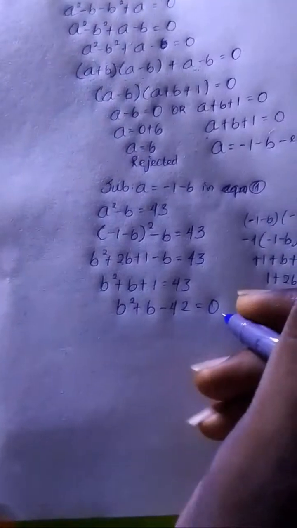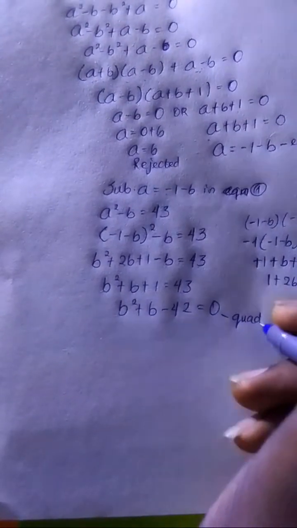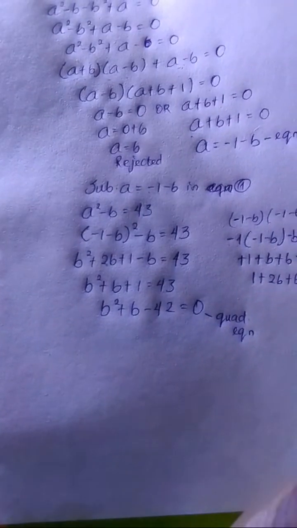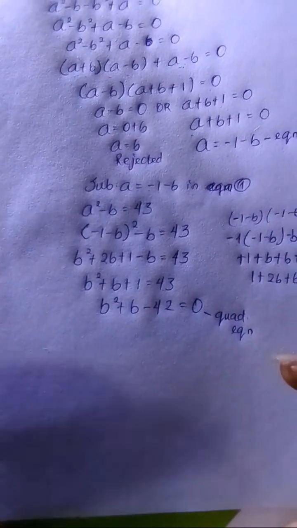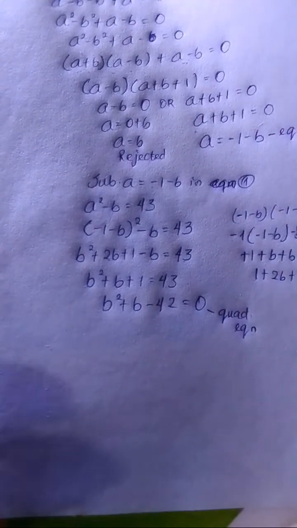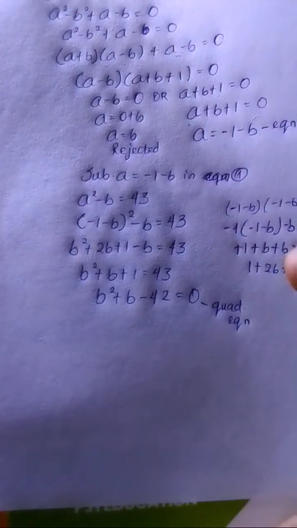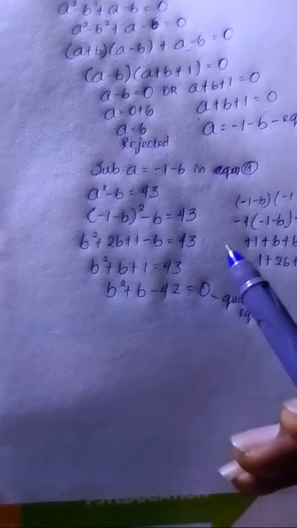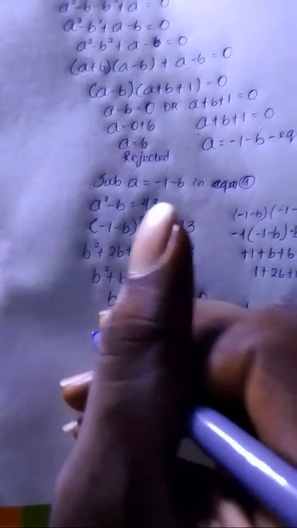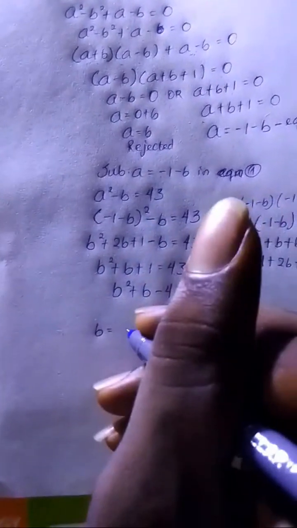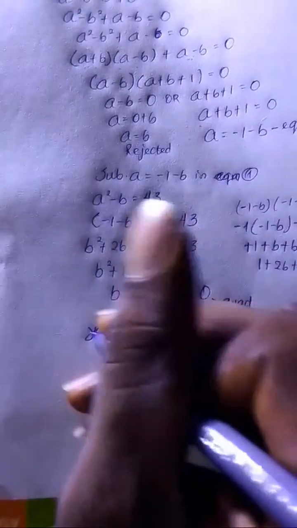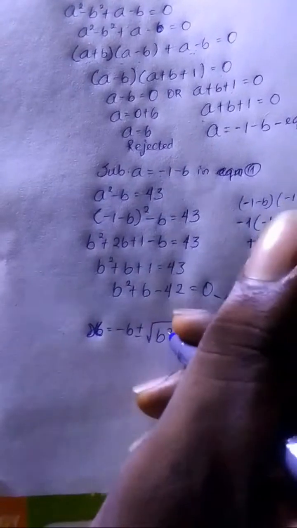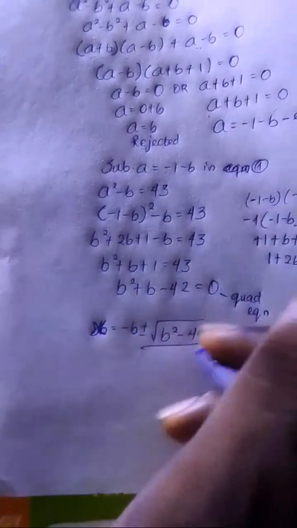So from here we have a quadratic equation, right? And what do we do when we have a quadratic equation? We use our completing the square method or factorization method and so on and so forth. So from here we have b squared plus b minus 42 equals 0. If I were to use the quadratic formula, okay, let me use the letter x. X equals minus b plus or minus square root b squared minus 4ac over 2a.